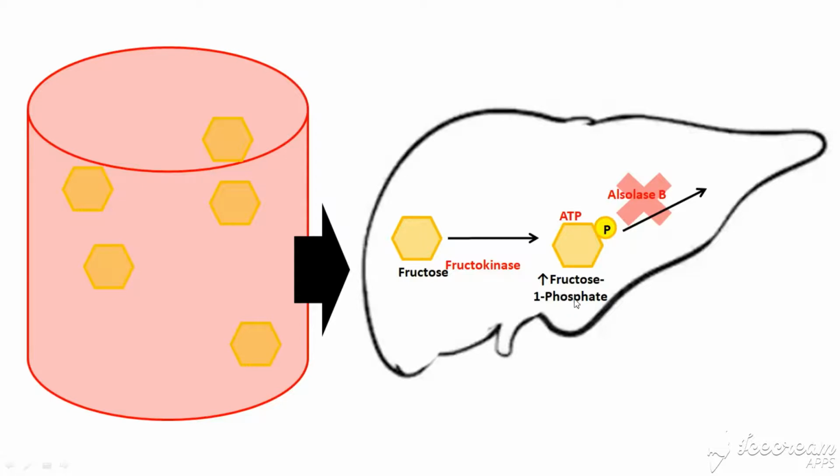Now this fructose 1-phosphate, once it accumulates, it's going to deplete all the stores of phosphate because all the phosphate in our cells is going to be used to synthesize fructose 1-phosphate. And when you have a shortage in phosphates, this is going to deplete the ability of the cells to synthesize ATP because the synthesis of ATP needs phosphate.